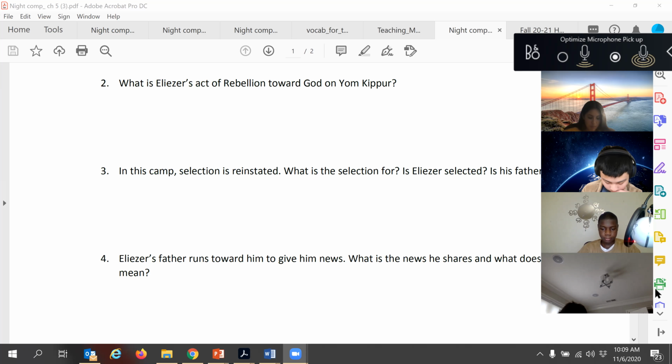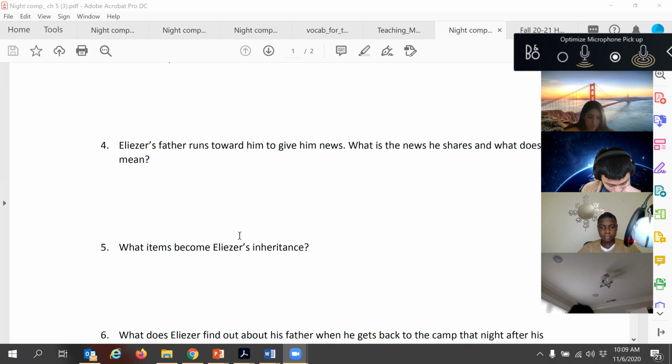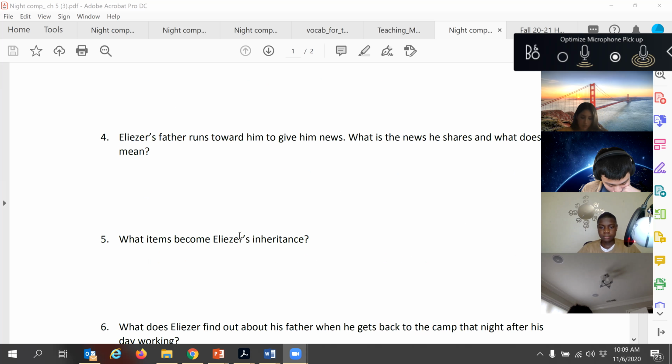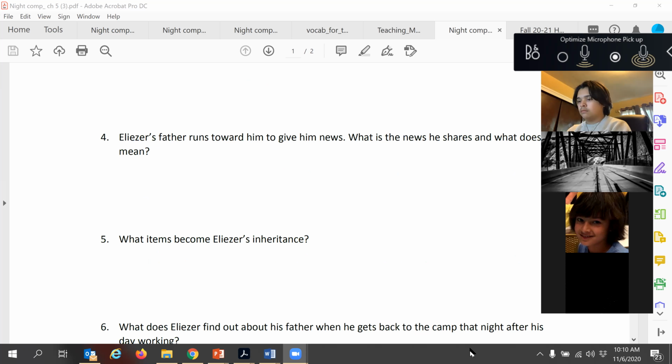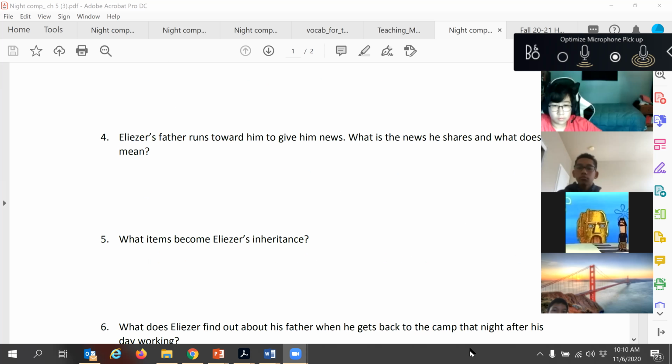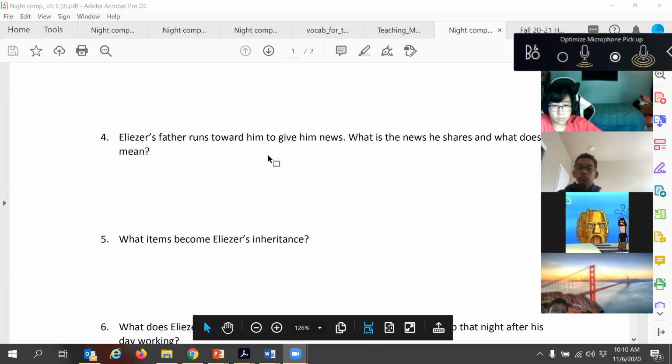So at this point, we find out that they're both not selected. At least that's what everyone thinks, right? And then Eliezer's father runs towards him to give him news. What is the news that he shares and what exactly does this mean? Let's hear from Camden. Camden, what is your answer to number four?